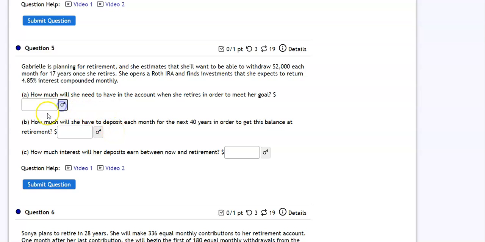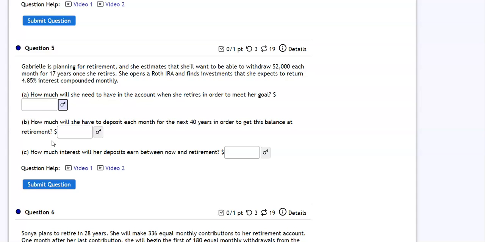All right, now, how much will she have to deposit each month for the next 40 years in order to get this balance at retirement? All right, now this time, she's saving. She's putting away a deposit in her own account in order to save up for retirement.